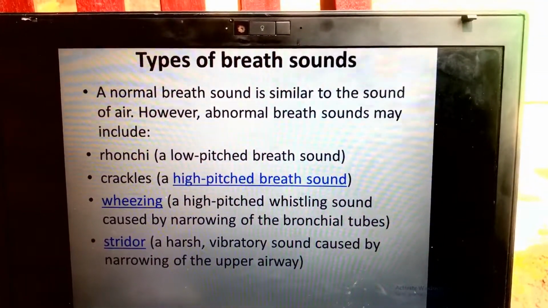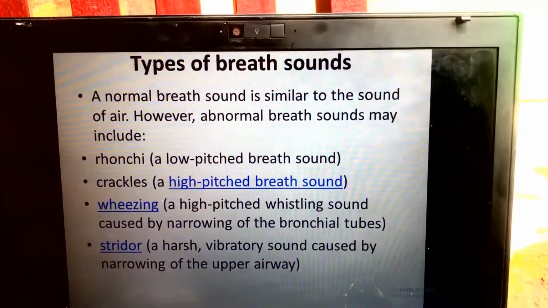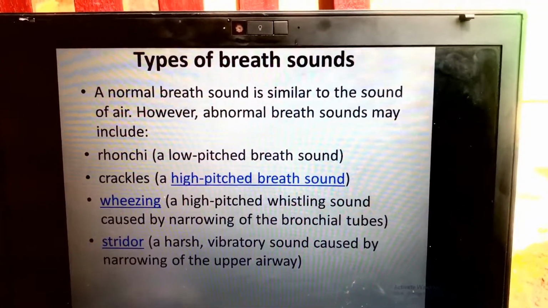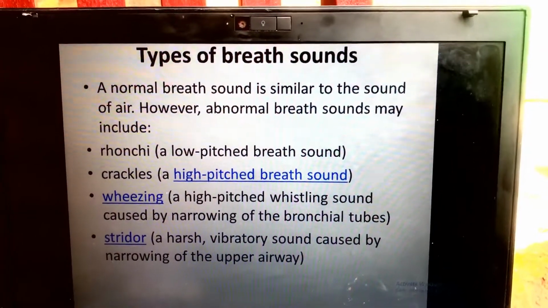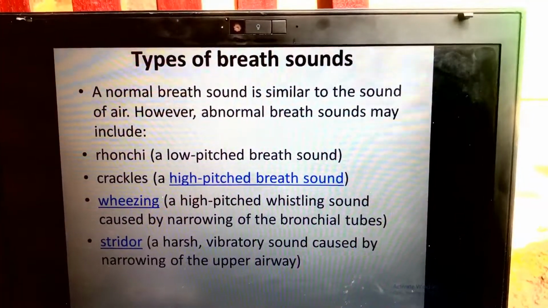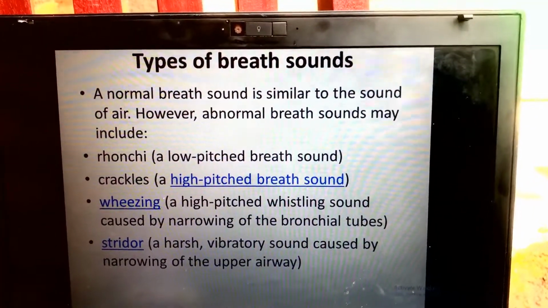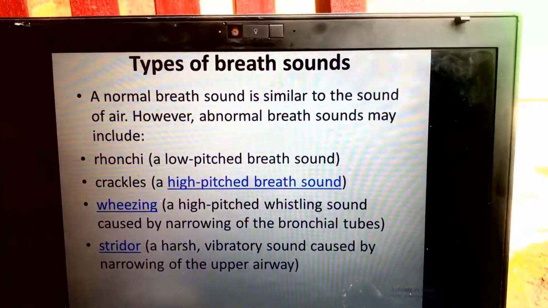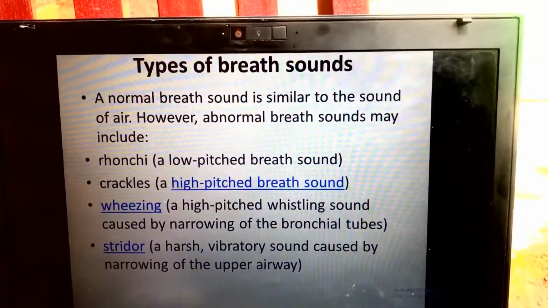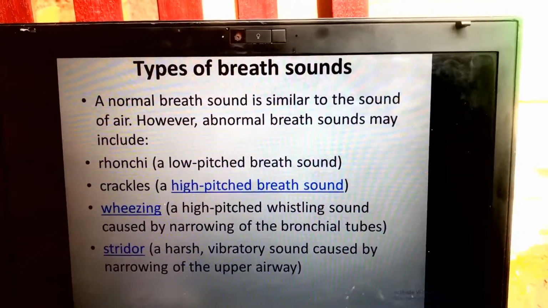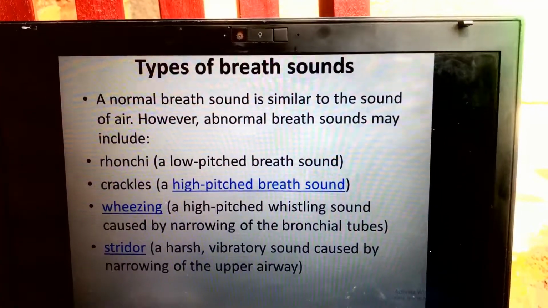Okay. Crackles are a high-pitched breath sound. Most of the time we hear the crackles when the client is having pneumonia. And we can have rhonchi, which is a low-pitched breath sound. When there is more fluid in the lungs, we can hear the rhonchi. Okay, those are the main types of breath sound.